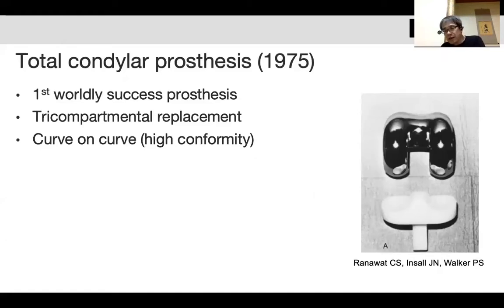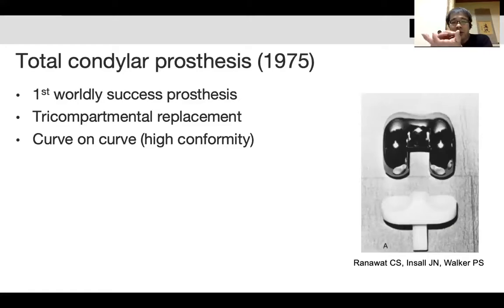So for the TKA, it is very difficult to balance the conformity of the polyethylene and the femoral component. If the conformity is very high, this component can provide good stability. But high constraint sometimes causes limitation of the ROM and loosening. High contact stress can cause high stress between the prosthesis and the bone, followed by loosening.